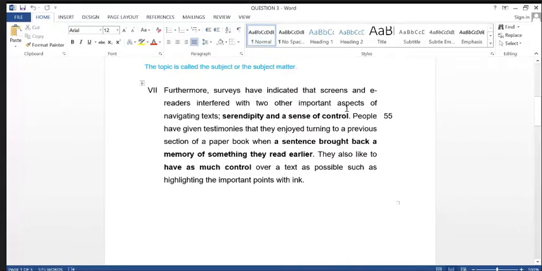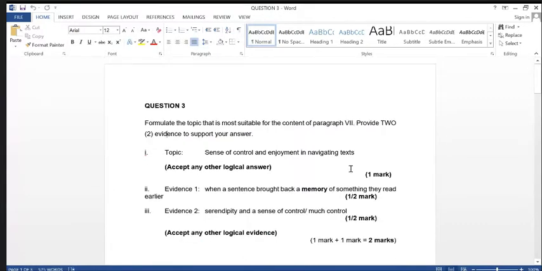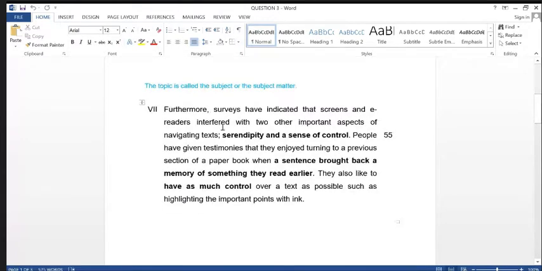Furthermore, surveys have indicated. We focus on the paragraph that I take from this sample paper. Right, this is the paragraph that the question is asking about. All right. So furthermore, surveys have indicated that screens and e-readers interfered with two other important aspects of navigating text. All right, serendipity and a sense of control. All right. So this paragraph is talking about navigating text.